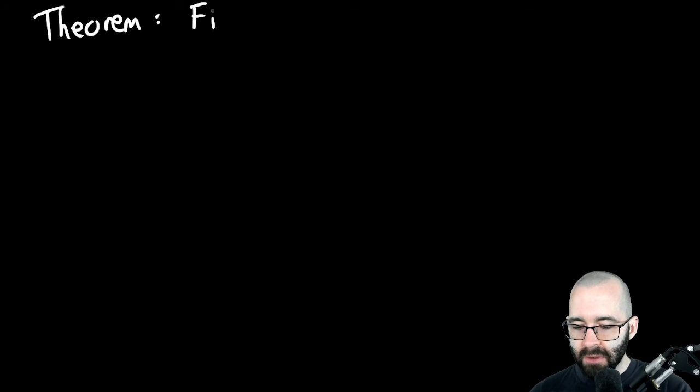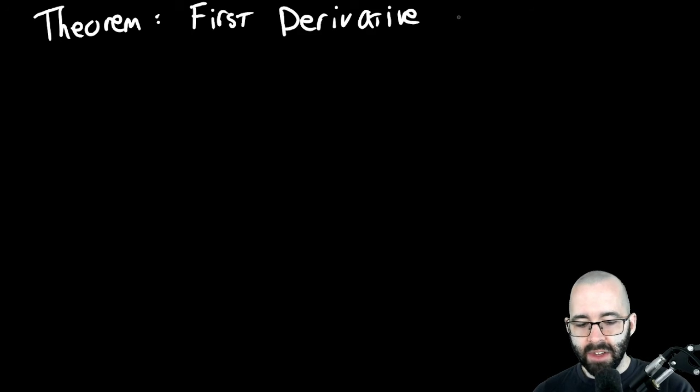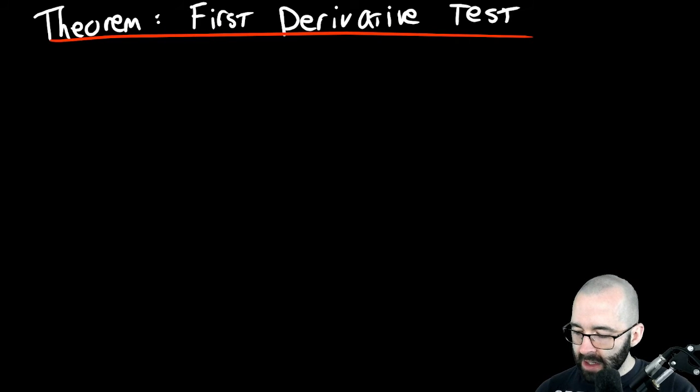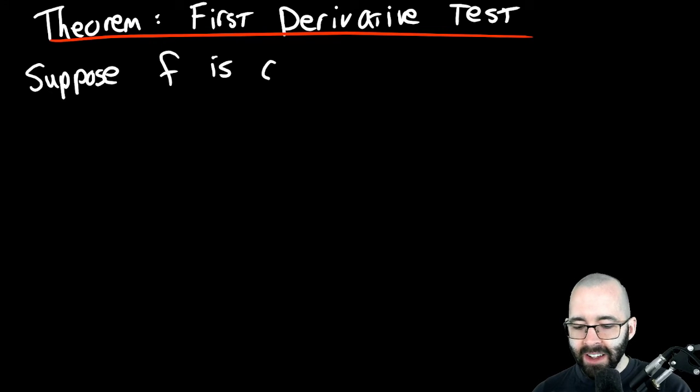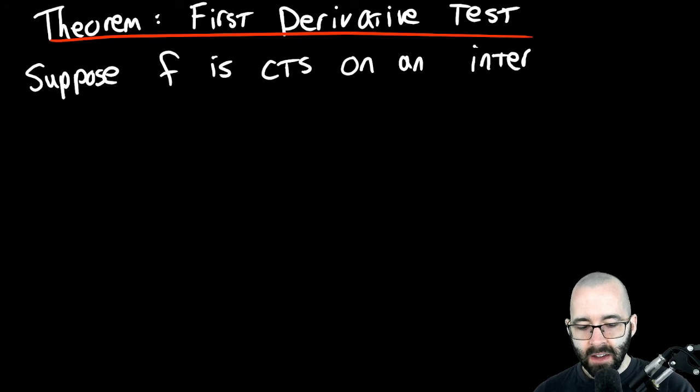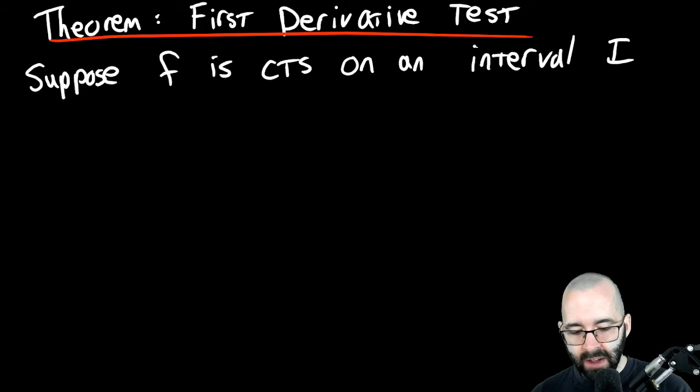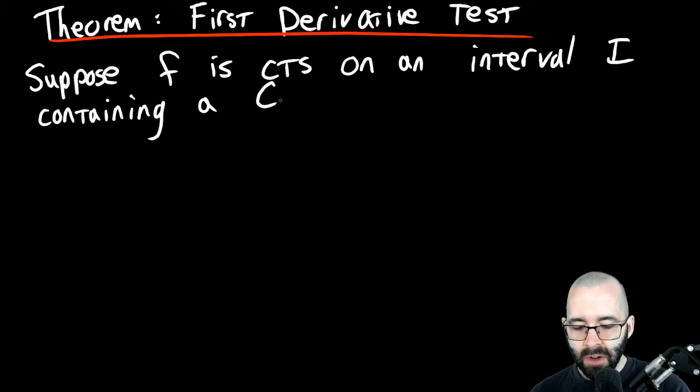Okay, so let's put that all together to finish this video. The theorem is going to be the first derivative test. I don't have a good abbreviation for this. I love abbreviations, but somehow I don't have one here. And it says, suppose f is continuous. That's the very, very start, on an interval I. And again, the interval I needs to contain a critical point, C.